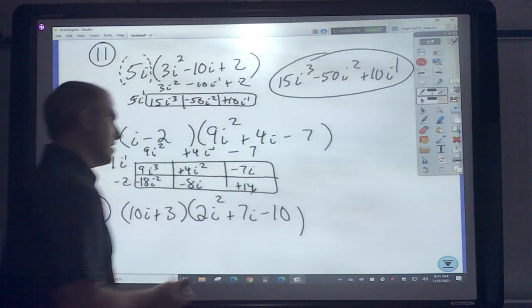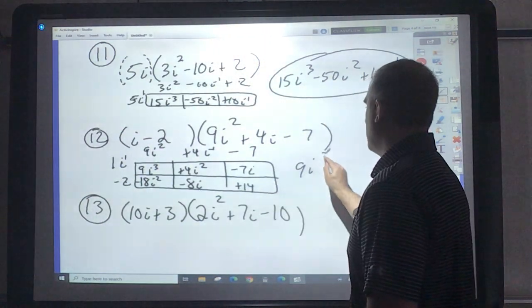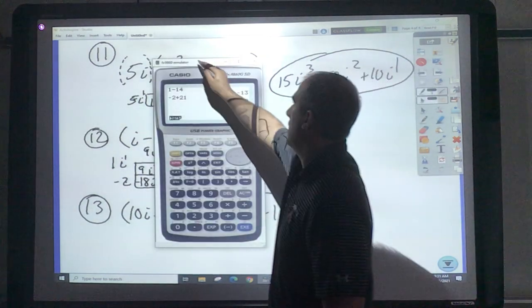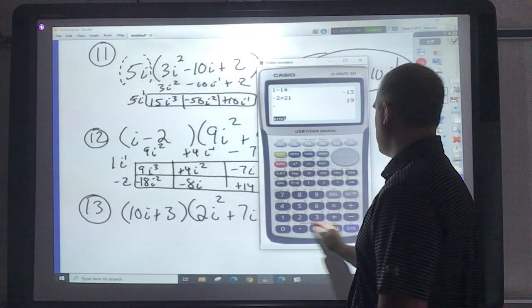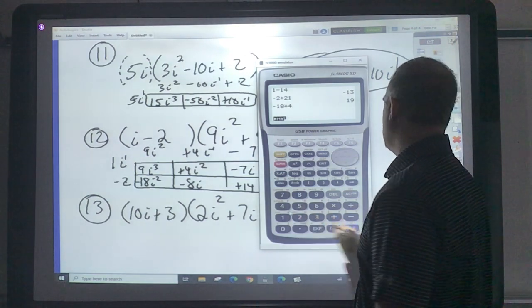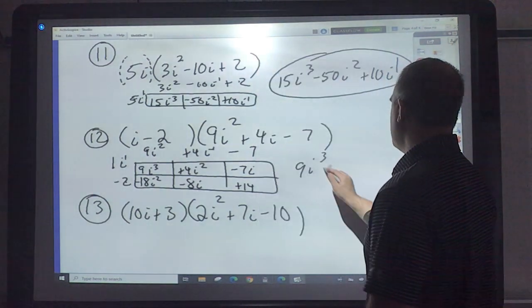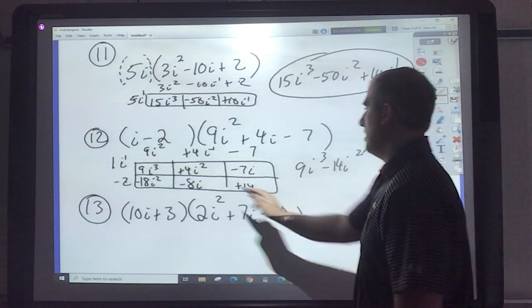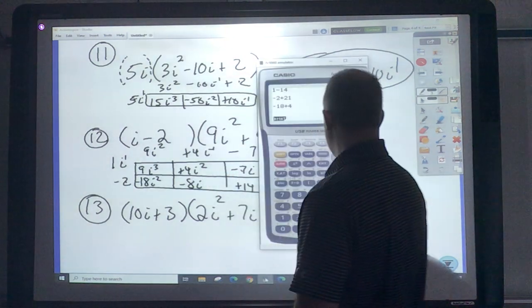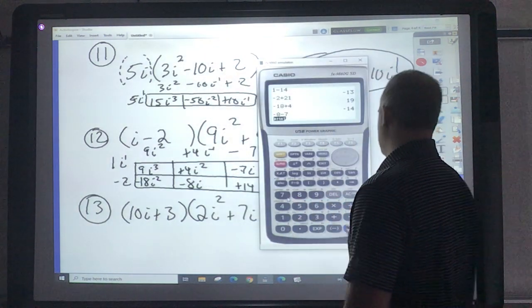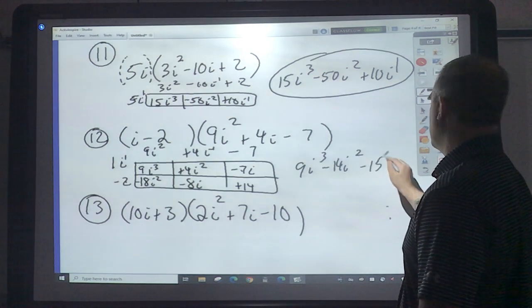Okay? Once again, diagonals are the only things that are alike. 9i cubed. Then negative 18 plus 4 is going to give me negative 14 with an i squared. I got negative 8 and negative 7. It's going to be negative 15i, and then I got 14.